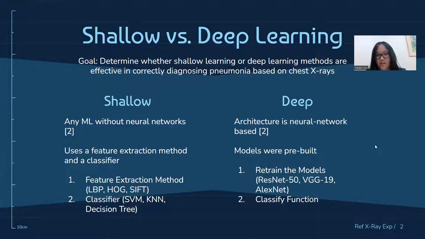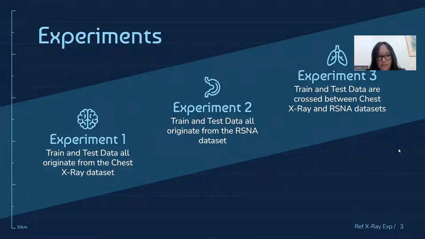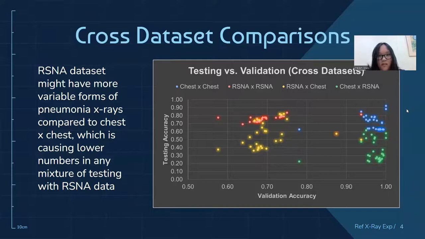So these are the three different types of experiments I did. Experiment one basically got training and testing data all from one data set. Experiment two got training and testing data from a different data set. And experiment three would use training data from one and testing data from another, which I termed as being a cross data set.